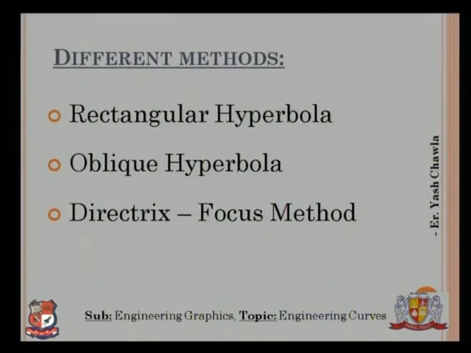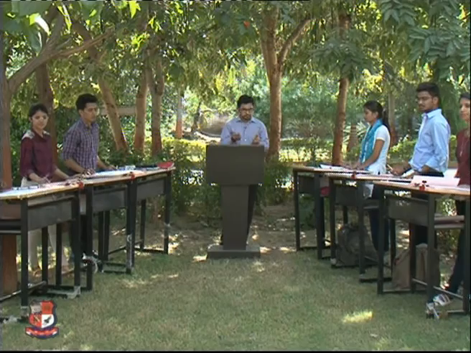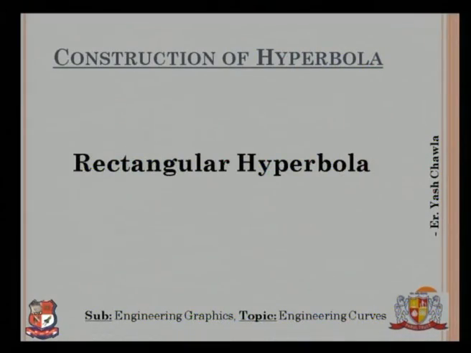Now there are 3 basic methods that we are going to discuss today. One is the rectangular method. The second is the oblique method, and third is the directrix and focus method. You have to draw the first and the third method, because the first and second are almost similar. So let's begin with the rectangular hyperbola.